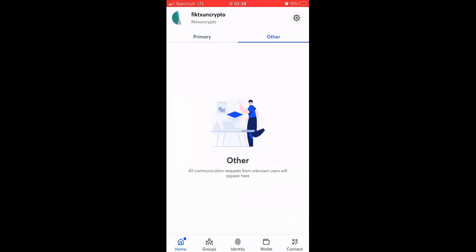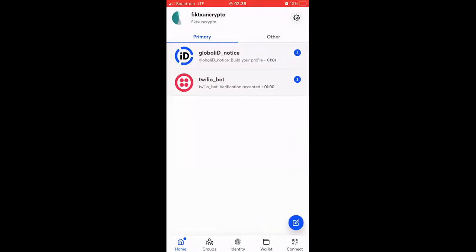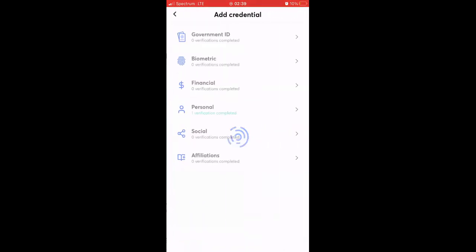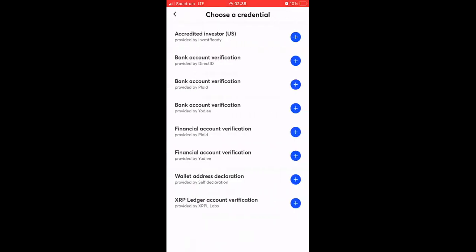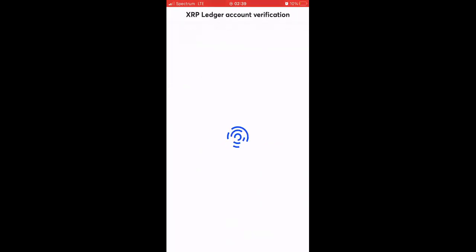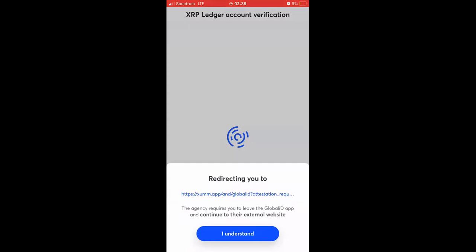So what I did is, once you finish that part, we're going to go to identity. We're going to click this blue button, the plus sign, and we're going to go to financial. Now we need to go to XRP Ledger, their account verification at the very bottom. We want to start the verification. We want to open up XUMM. It's going to load. You want to click I understand.